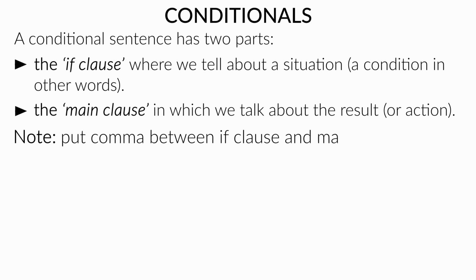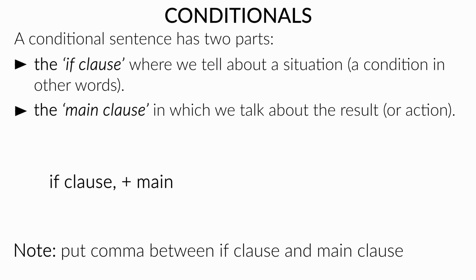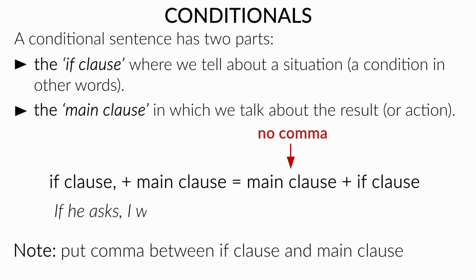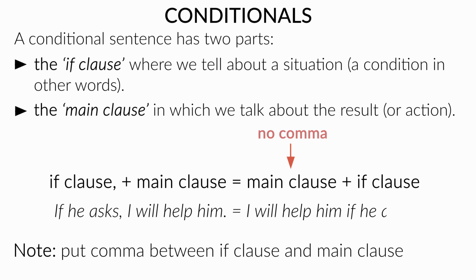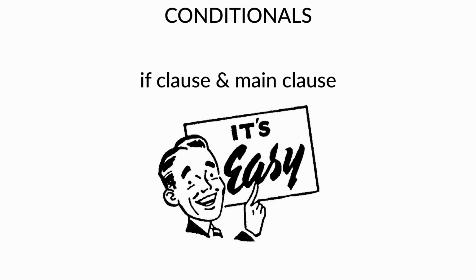In a sentence, these 2 parts are placed in any order. The if clause can be at the beginning of a sentence, like here, if he asks, I will help him, or at the end of it. For example, I will help him if he asks. At first glance, everything looks easy. The first part refers to the situation, if clause. The second tells about the result or action, main clause.